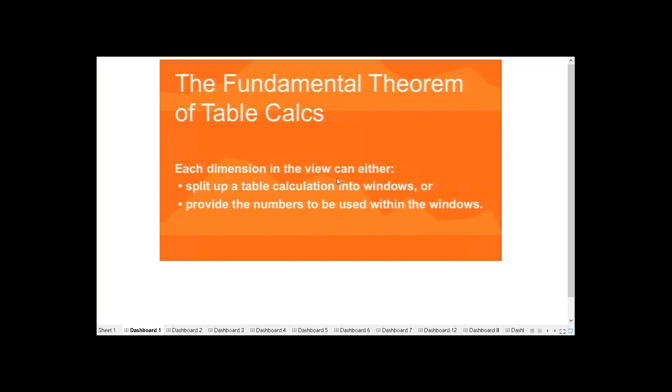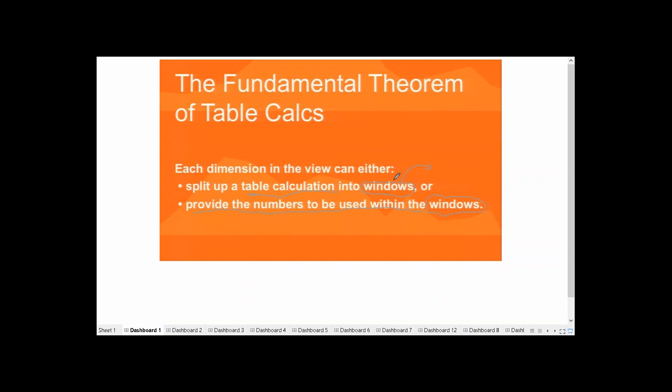each dimension in the view can split a table calculation into windows or provide the required numbers to be used within the windows. So every dimension in the table calculation will split that table calculation into windows, meaning into multiple parts. Each dimension will act as the partitioning field, or each dimension will provide the required numbers to be used within that partition.